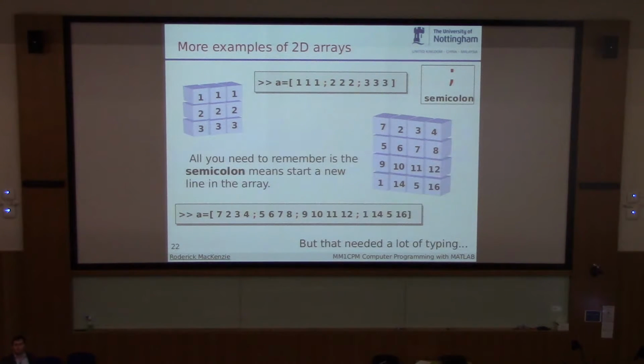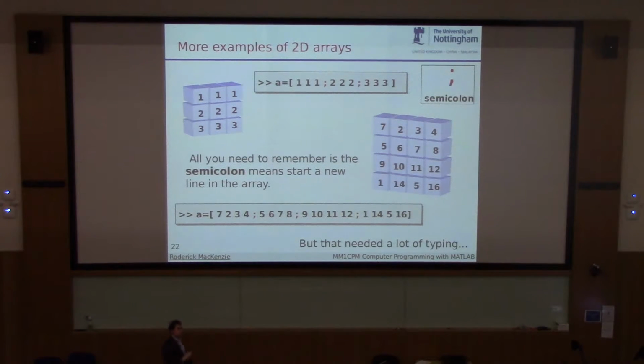And a final example, I know I'm labouring the point a bit, but I want to make sure everybody's got this before we leave. If you want to make the array 1, 2, 3, 4, 5, 6, 7, 8, 9, 10, 11, 12, you just go A equals, open square brackets, 1, 2, 3, 4, semicolon, meaning the new line, 5, 6, 7, 8, semicolon, meaning the new line, 9, 10, 11, 12, semicolon, and so on. Everybody got that? Yeah, good.